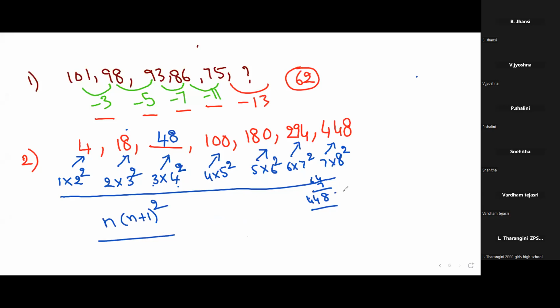It is 48, man. 48 is the correct answer. I asked about this missing one. And it is like n into n plus 1 whole square. Can you see that?